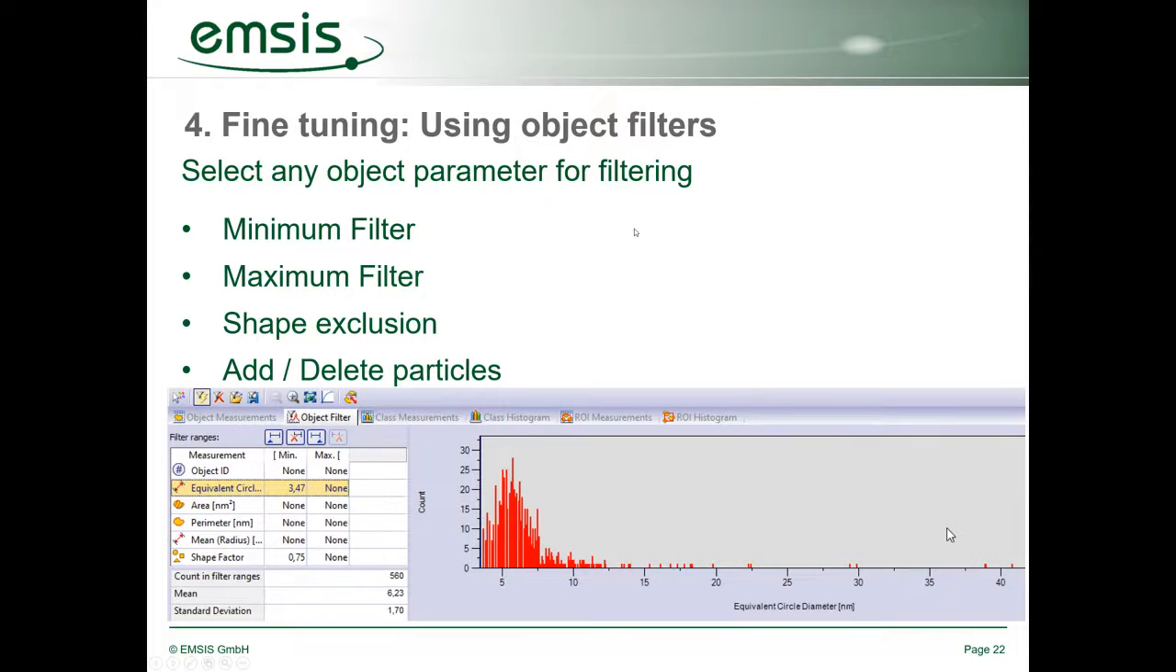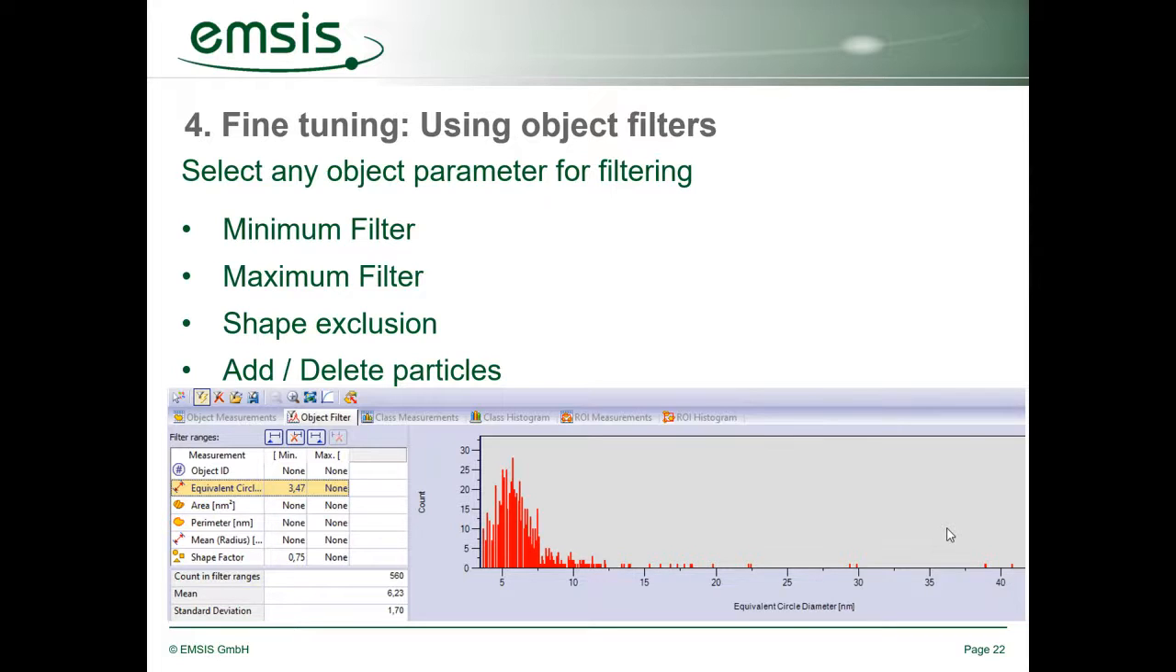If switching back to my results and measure sheet here, we had the object measurements before, we had the class measurement. I'm going now to object filter, which can be simply activated here by this icon. And now you see all my previously selected particle parameters listed here. And I can now set minimum and maximum values to filter out some misdetected particles. Also here, I always see my histogram plotting the number of particles found for a given ECD value.